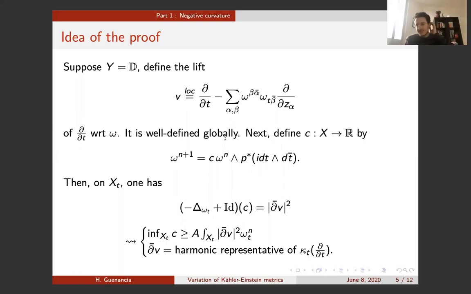Okay, just by the maximum principle, because at the point where C attains its minimum, minus its Laplacian is non-negative. So minus its Laplacian is non-positive. And so this tells you that C is at least at this point equal to the square norm of d bar V. So at its minimum, C is non-negative. In particular, C is non-negative everywhere.